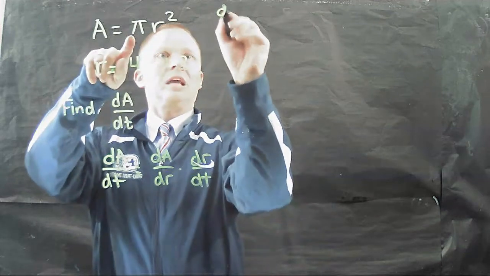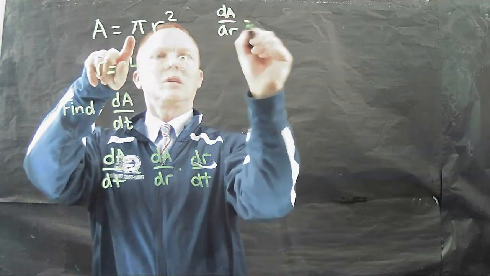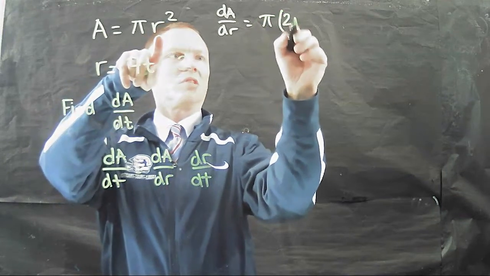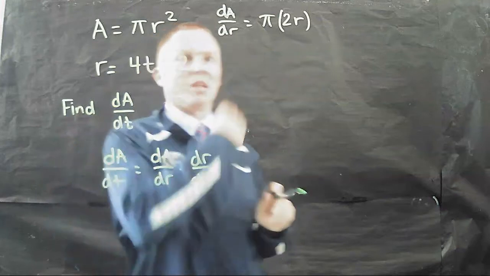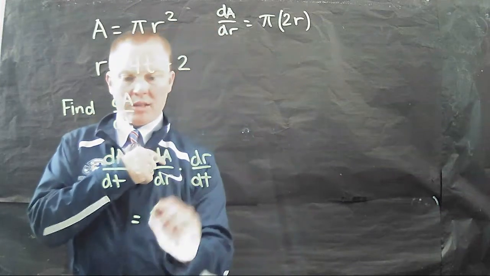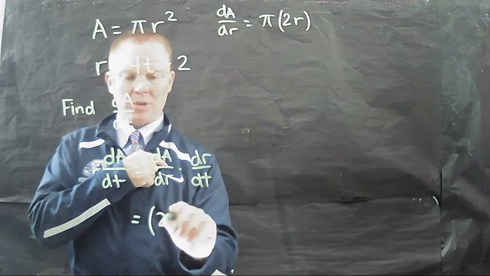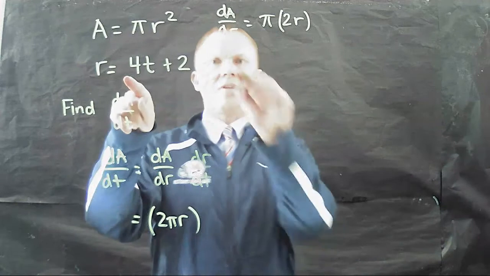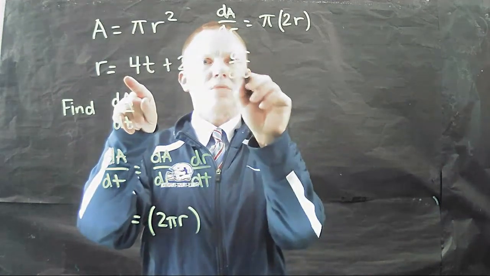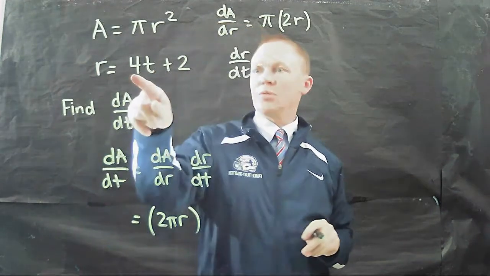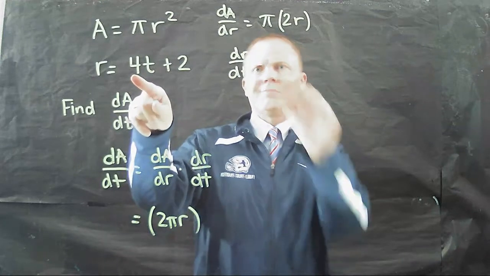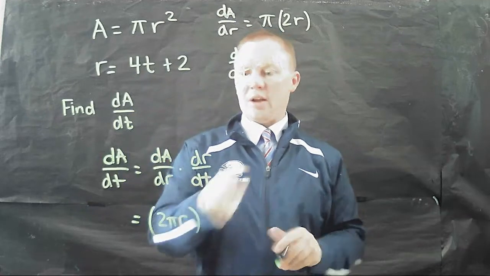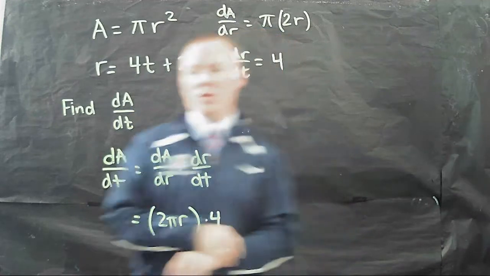Well, dA/dr is, pi just hangs, and then times 2r, because constants hang. So that's dA/dr. I'm going to rearrange that and put 2 pi r. Now what's dr/dt? What's the rate of change of the radius with respect to time? It's 4, right? That's a linear function there. So down here, I'm going to say times 4.